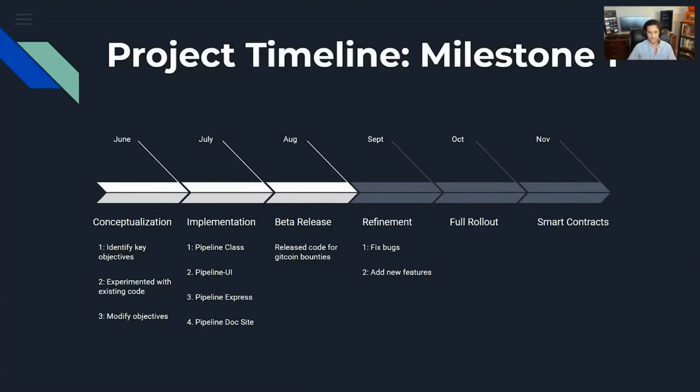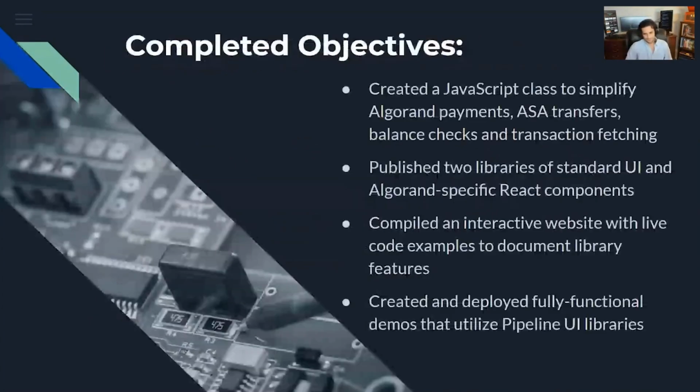We're going to add a couple new features before our full rollout. And then we're going to kind of segue into milestone 2 of the project. And it's going to get really exciting. What have we completed so far? What did we do with that first milestone?